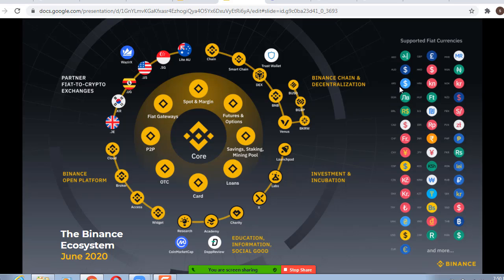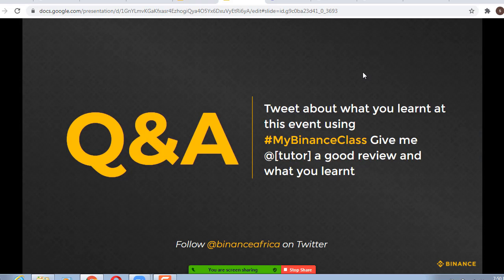Now, these are the countries where Binance supports fiat, and we have a whole lot of countries here where you can exchange directly into your local currency because it is supported by the platform.